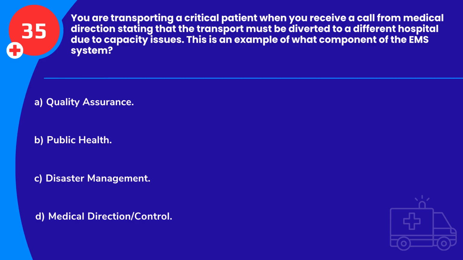Question 35. You are transporting a critical patient when you receive a call from medical direction stating that the transport must be diverted to a different hospital due to capacity issues. This is an example of what component of the EMS system? A. Quality assurance. B. Public health. C. Disaster management. D. Medical direction/control.